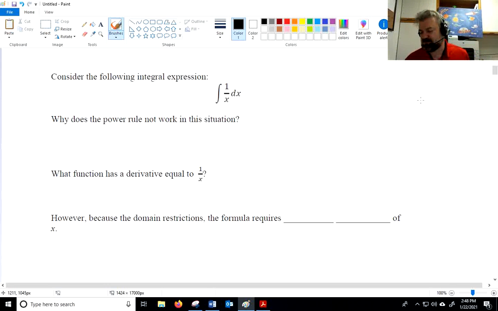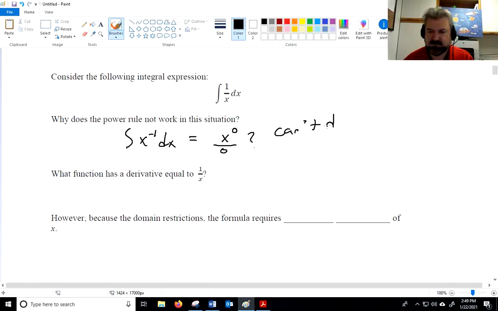All right, well, maybe you do try and rewrite this. Let's say we try and rewrite this as the integral of x to the negative 1 dx. Well, then, if I increase the exponent by 1, I get x to the 0, and then I have to divide by the new exponent. But is that allowed? No, I can't divide by 0. So it doesn't work. Why doesn't it work? Because we can't divide by 0.